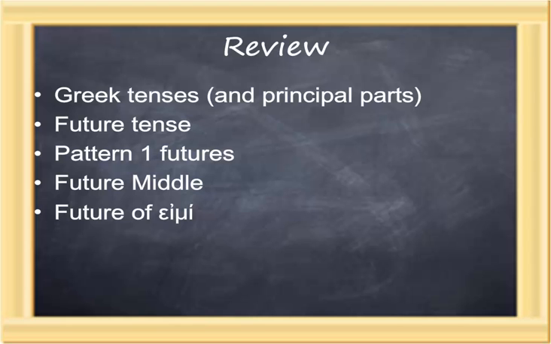And when that future stem ends in a stop, the sigma combines with the stop according to the square of stops, but it's still the same basic pattern. Future stem, sigma, omicron, epsilon, primary ending. We also looked at the future middles, which are formed similarly, except they use the middle passive ending, but they are not passive. In fact, most of them that we have are deponent. And we also talked about the future of eimi.